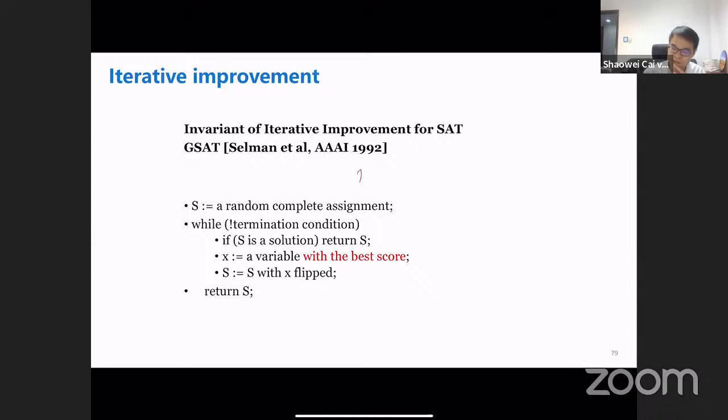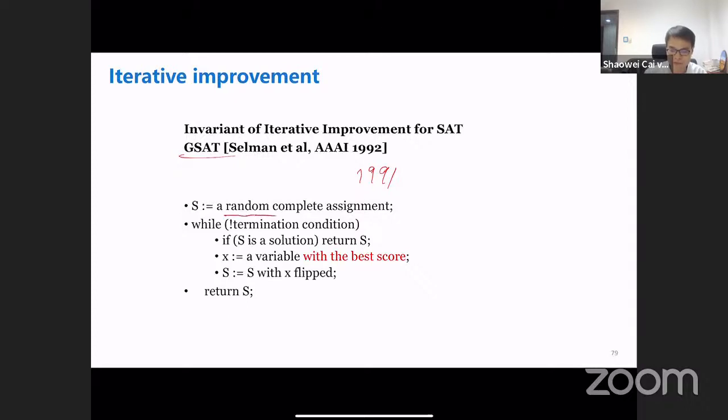In 1991, a similar, very simple local search algorithm was proposed, and this one is the first famous one. It's called GSAT. It is famous because, at the time it was proposed, it outperformed DPLL on several benchmarks of N-Queens and some combinatorial problems. This algorithm is very simple.